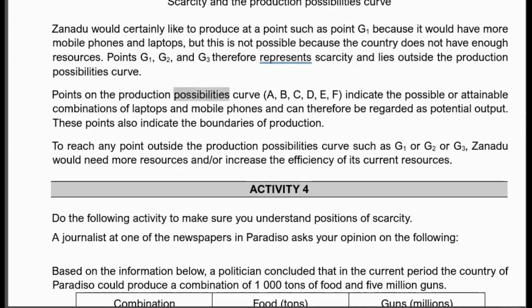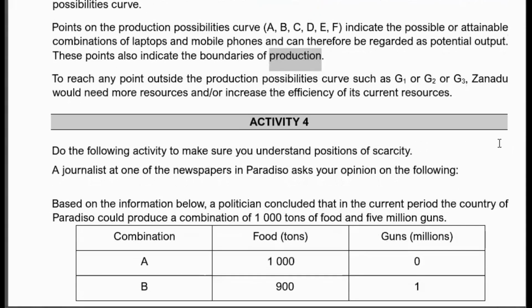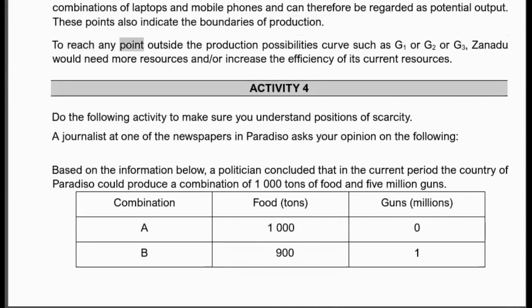Points on the production possibilities curve, A, B, C, D, E, F, indicate the possible or attainable combinations of laptops and mobile phones and can therefore be regarded as potential output. These points also indicate the boundaries of production. To reach any point outside the production possibilities curve, such as G1, G2 or G3, Xanadu would need more resources and/or increase the efficiency of its current resources.